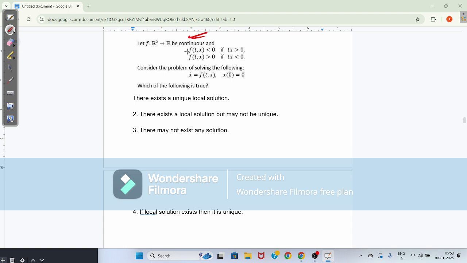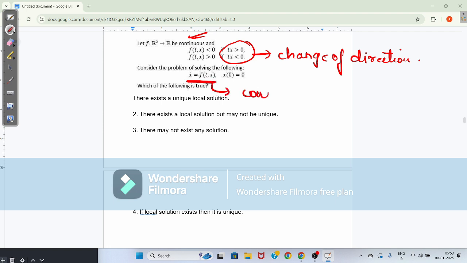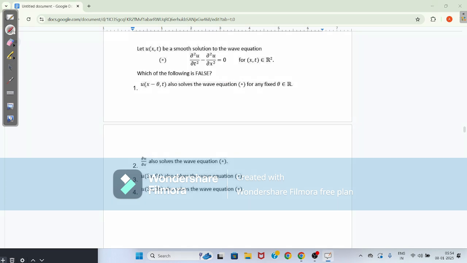This is the continuous function which has been given, and this value implies that there is a change of sign, sorry, change of direction here. The value changes direction here. Okay, so this value implies that it is continuous and has a local solution. Now this is the condition for boundedness, so it has a unique local solution. Now here, this is the question which has been given.